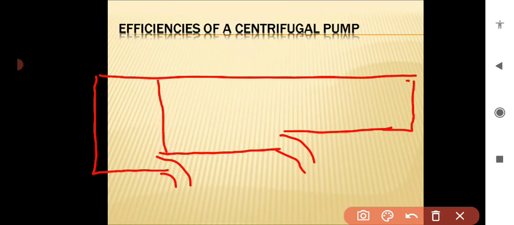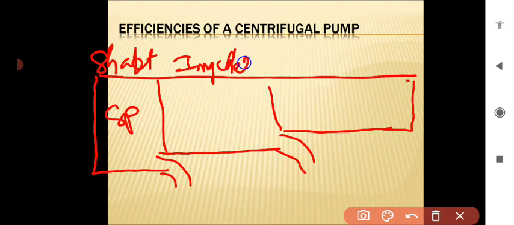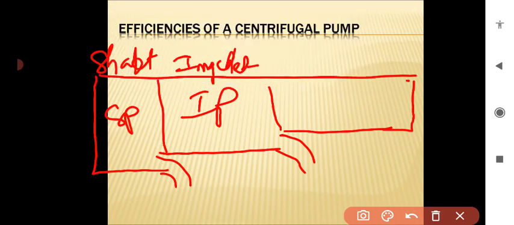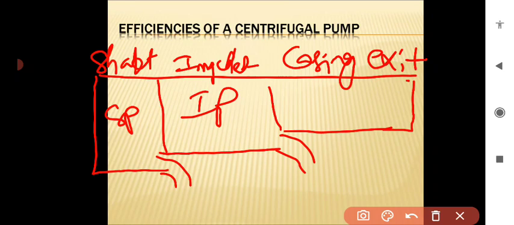And up to this is the shaft. This is the shaft, known as SP, shaft power. And up to here, this is the impeller. This is impeller power, IP. And up to here, casing exit. This is known as output power, OP.